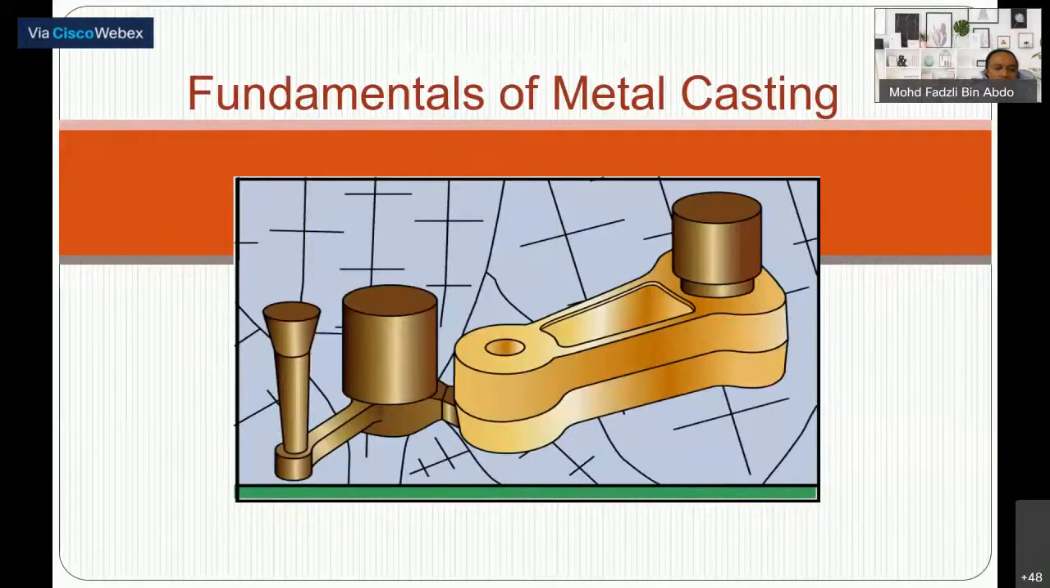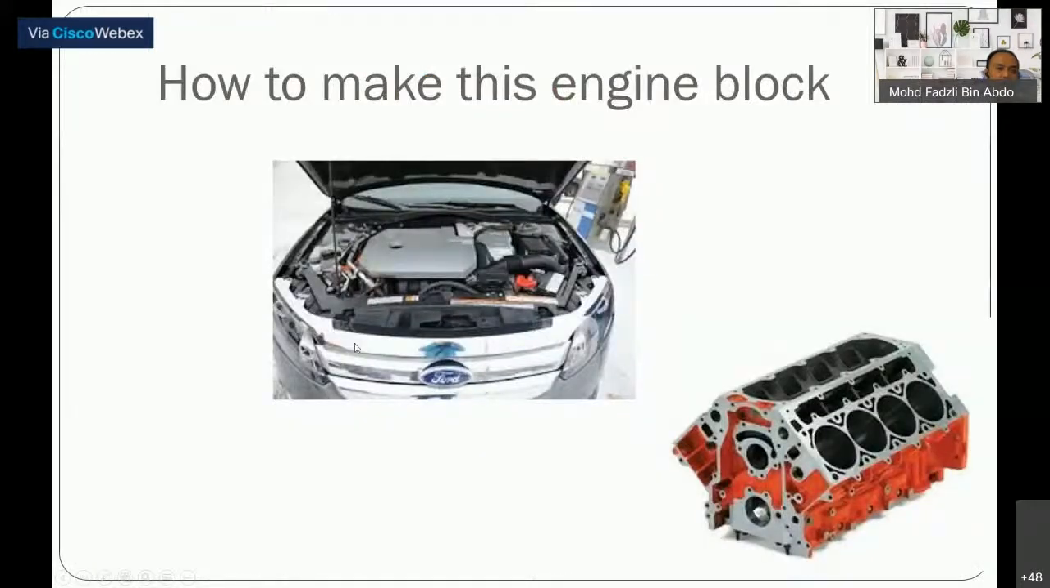Okay, this is the fundamental of the metal casting. Ini kalau tengok ini adalah casting lah. Ini adalah you punya mold. Ini you punya untuk tuang-tuang tu lah. Nanti kita tengok. Okay, this is how to make this engine block. This engine block sebenarnya dibuat daripada casting. Very complex shape kan. Dia boleh buat menggunakan casting.